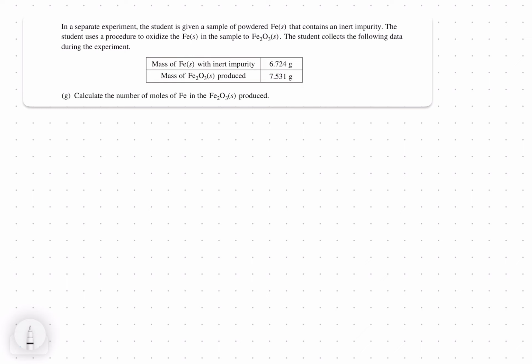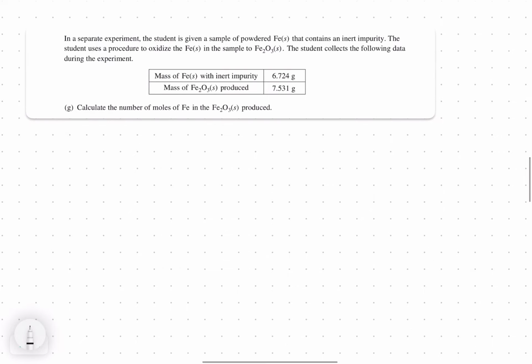Okay. So here, in a separate experiment, the student is given a sample of powdered iron that contains an inert impurity. The student uses a procedure to oxidize the iron in the sample to Fe2O3, or iron 3 oxide. The student collects the following data during the experiment. We have some data. Okay. Part G, we're looking at Part G from the AP Chemistry FRQ from 2018 if you're looking for this.